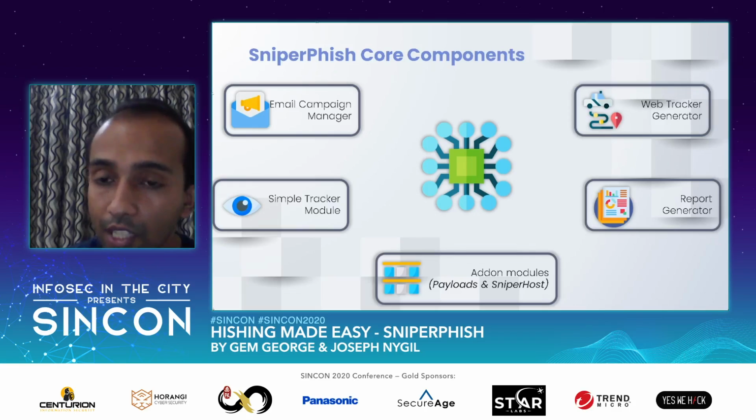For example, the visiting time, the victim OS, IP address like public or private IP address, browser agent, the browser type, etc. Now we have the symbol tracker module. As the name suggests, it works as a symbol tracker and it can be used for either email or web-based campaigns.